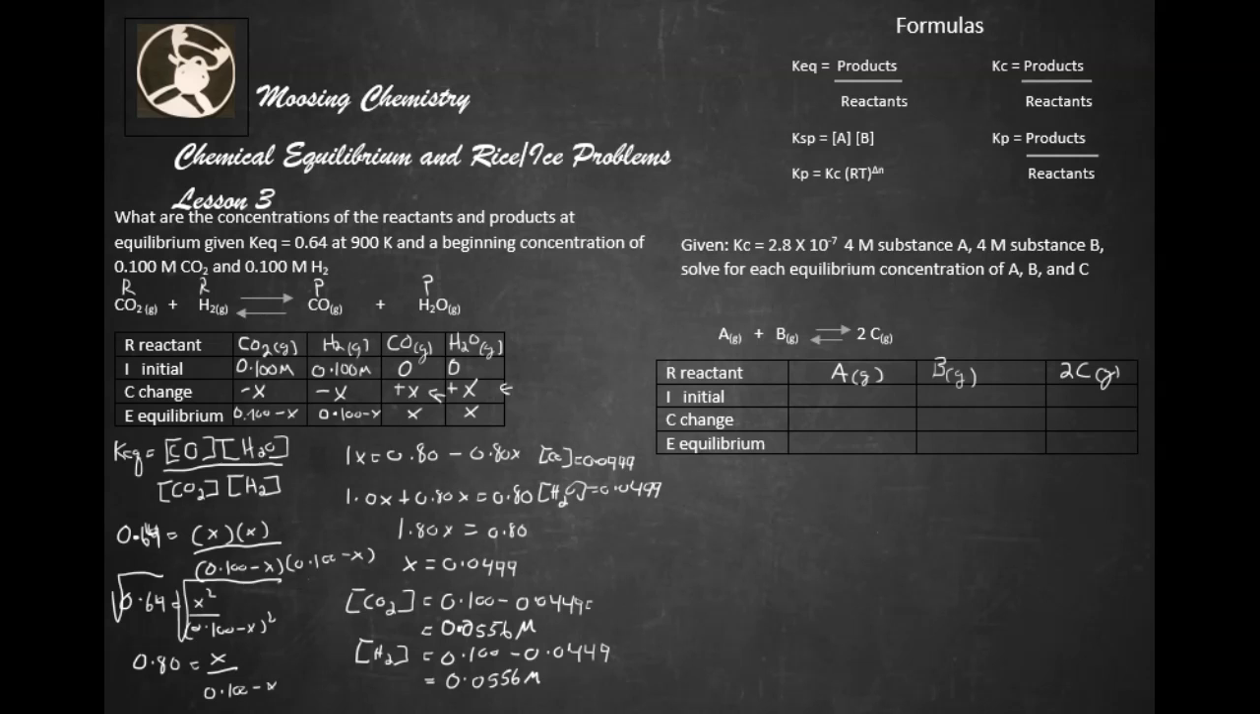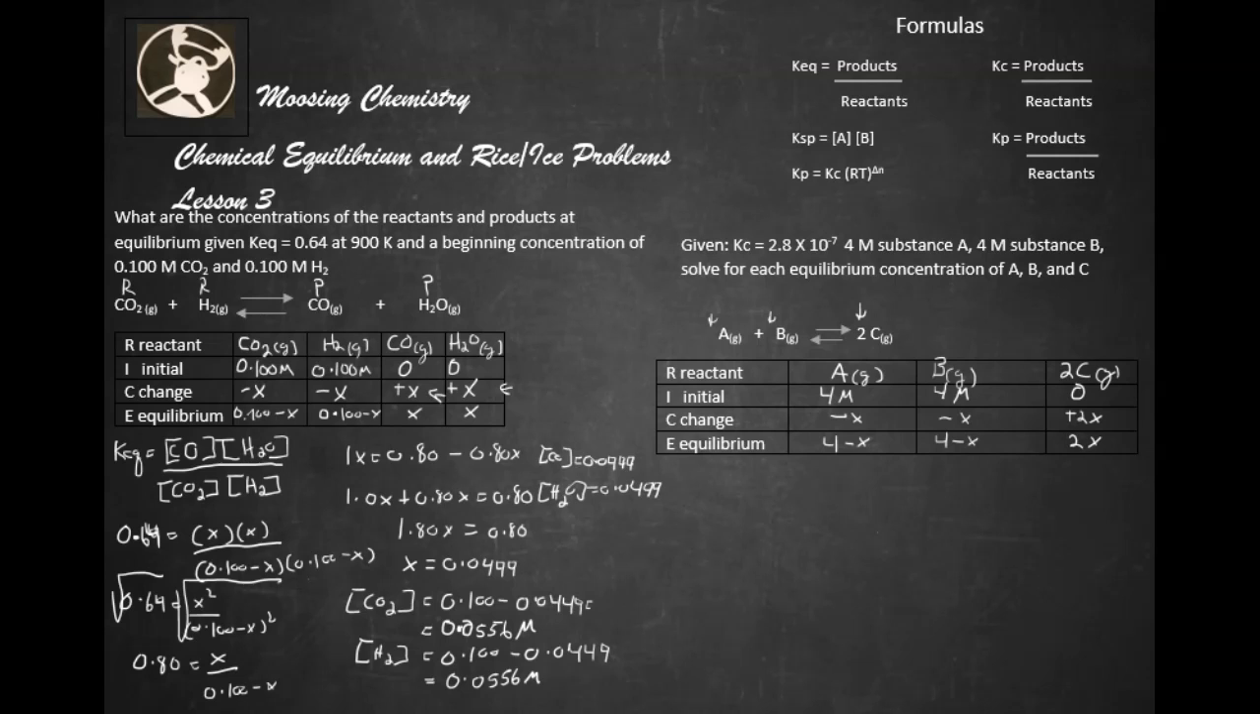Okay, our initial concentration was 4 molar, 4 molar. And our initial concentration of our product is 0 because it hasn't been made. So we're going to have a minus x because there are no coefficients in front of either one of these guys. Minus x, and this is going to be a plus 2x because of that 2 right there. So this is going to be 4 minus x, 4 minus x, and simply 2x.